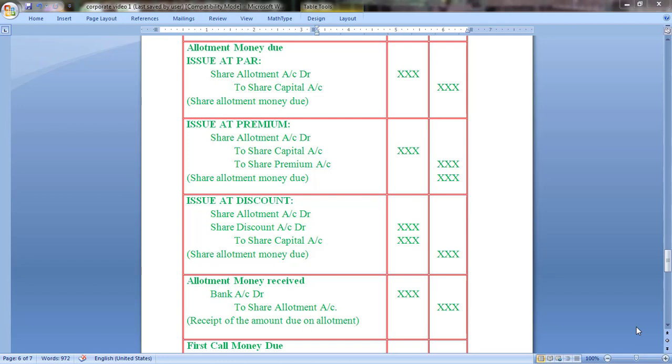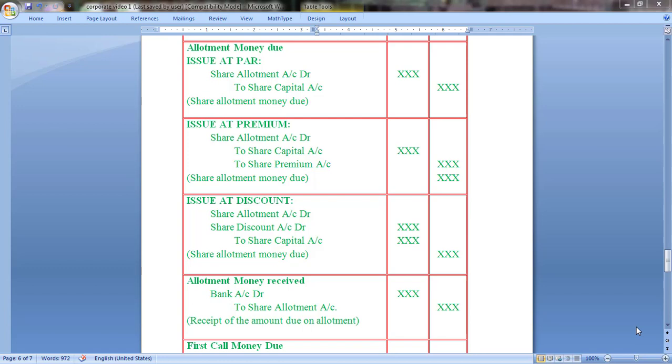But in case of premium, that premium has to be included in credit, that is share allotment account debit to share capital and to share premium. So, share premium is always a credit balance. Then the next thing is discount. For discount, it should be debited. The entry is share allotment account and share discount account debit to share capital. So, the allotment money received.